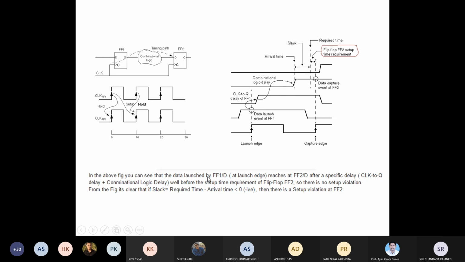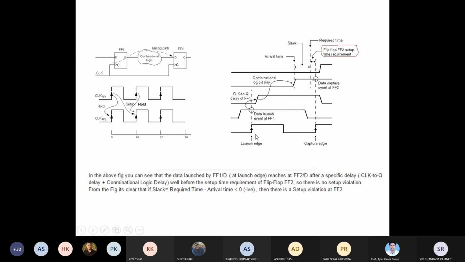So data is launched at FF1D, that is at the launch edge, and reaches FF2D. It passes through the combinational logic delay and reaches FF2D after a certain delay. That delay is equal to the clock-to-Q delay plus the combinational logic delay. That is this delay. After these two delays are over, your data has reached D.